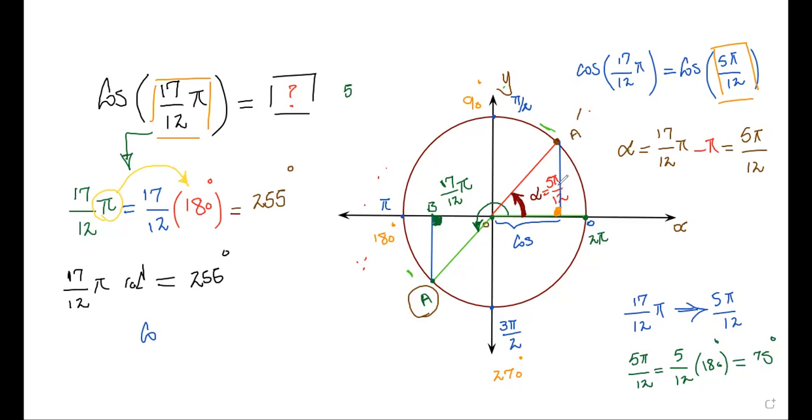Now, the problem is now not to find the cosine of 75 or 5 pi over 12. We haven't seen that angle before, but we know that. Let me just go to the next page. 75 degrees is equal to 45 degrees plus 30 degrees. These are the celebrities, yes.